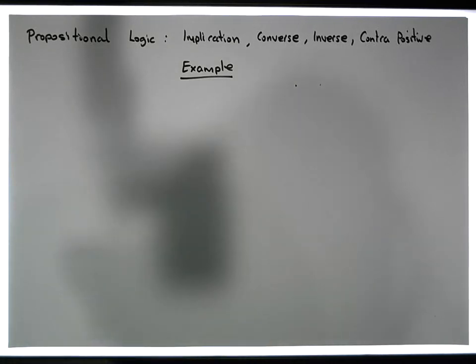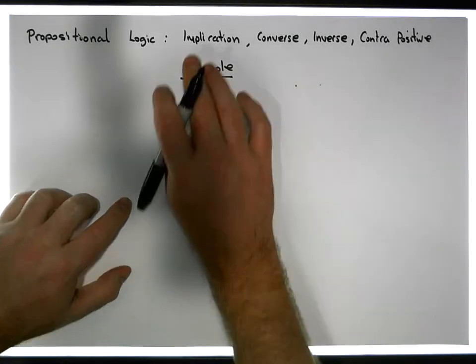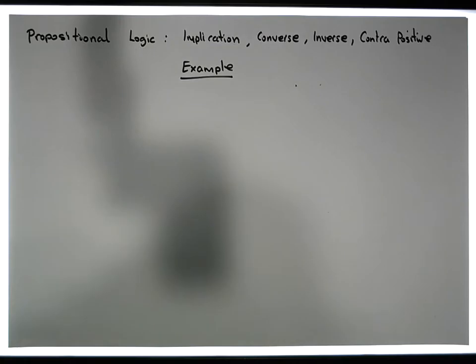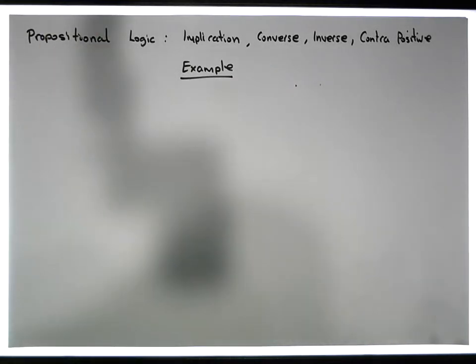And in this short video we're going to consider an example of where we need to calculate or construct the converse, the inverse and the contrapositive of a particular implication. And once again, this is a short video in our series of videos dealing with propositional logic. So let me give you an example.